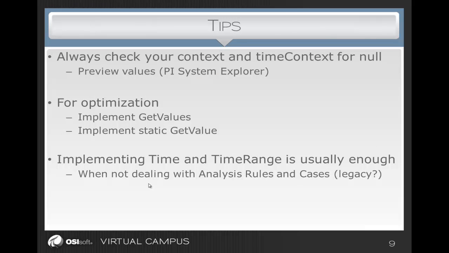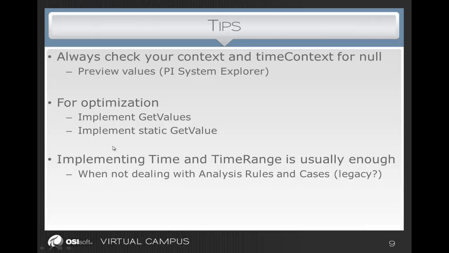So a few tips. It's really important to check your context and time context for null values. There could be a case where you use preview values, or that a GetValue method without any parameters is being used on that AF data reference. So in this case you always want to check and you want to make sure you have some way to provide a current value.